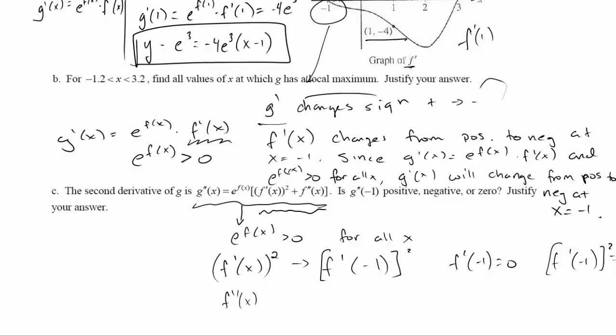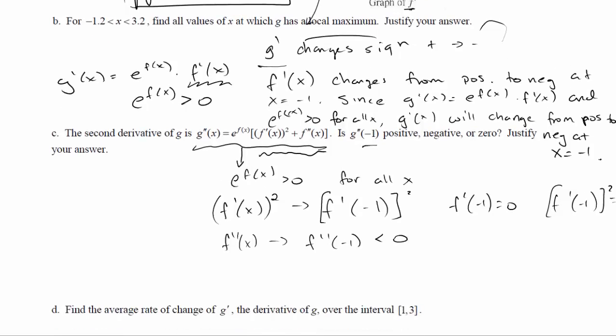f double prime of x, well again, f double prime of x doesn't show any behavior. And again, f double prime of x will be how f prime, this top graph, behaves, but at negative 1 specifically. So f double prime at negative 1. Well, since I'm not able to actually estimate what the slope is at negative 1, this slope, I do know, is negative. And because it's negative, I do know that f double prime of negative 1 is less than 0.